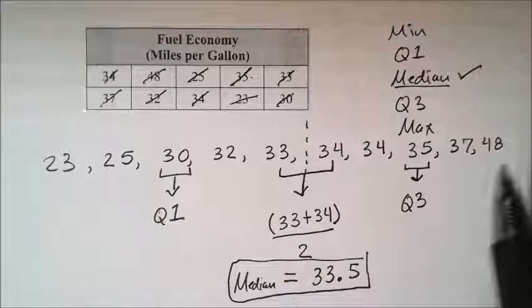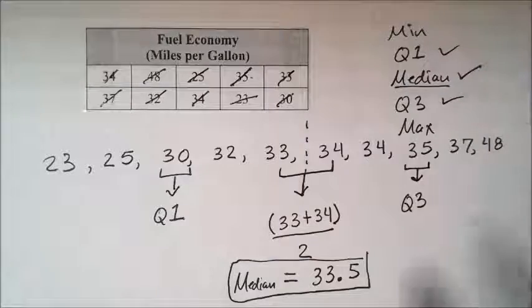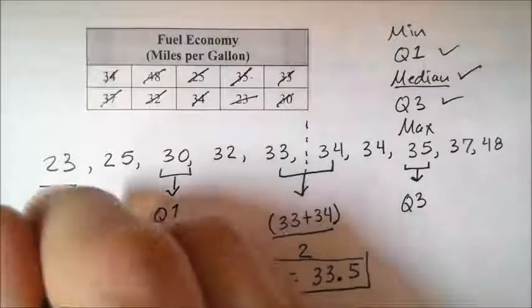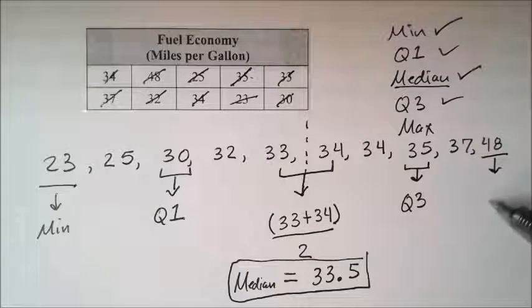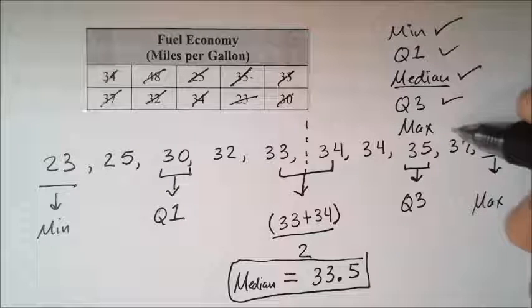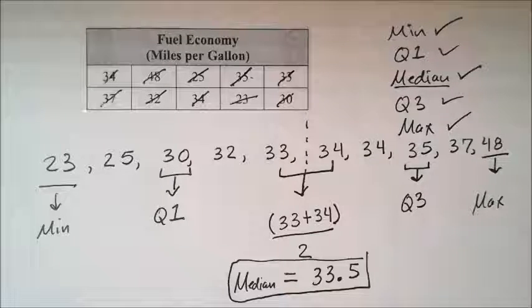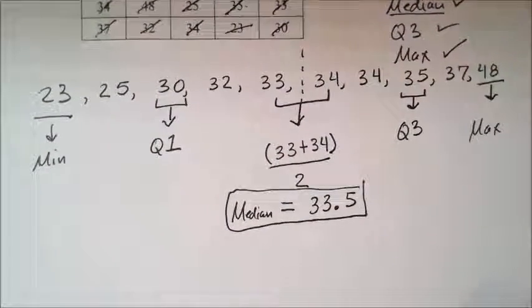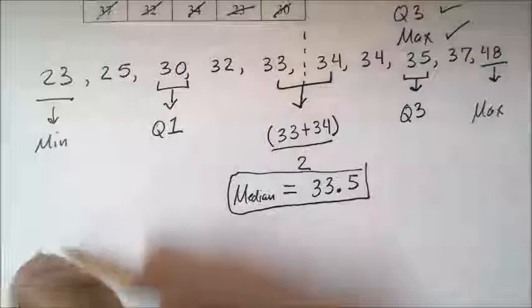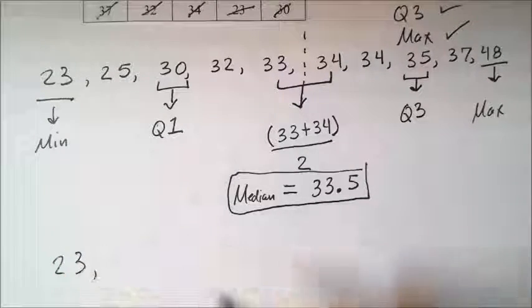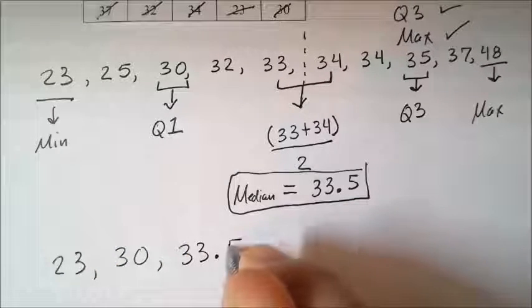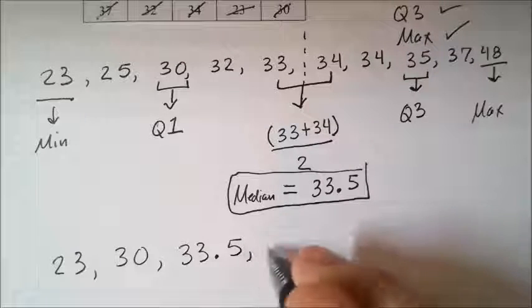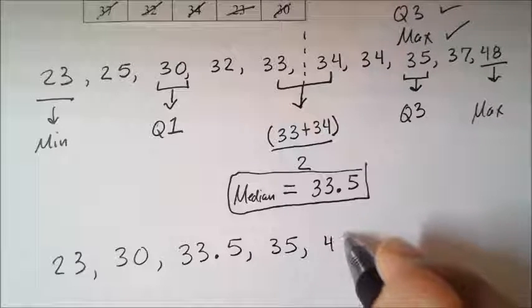And now we just have two more things. We found Q1 and Q3. We need our minimum, which is 23, and our maximum, which is 48. And then we're done. We can go ahead and list these. If we were to write these out, we could write a statement and list it such as this. We could say our minimum first, 23, comma, Q1, which is 30, comma, our median, which is 33.5, comma, Q3, which is 35, and our maximum value, which is 48.